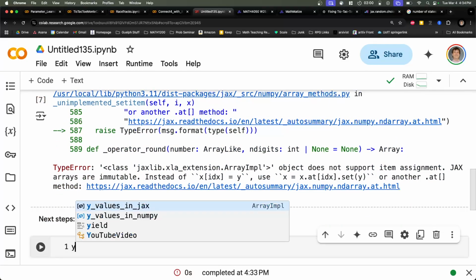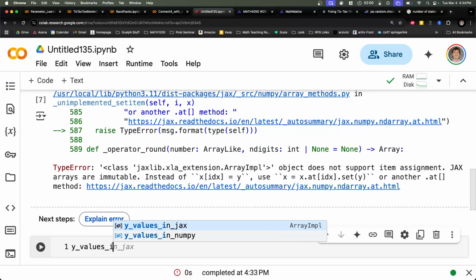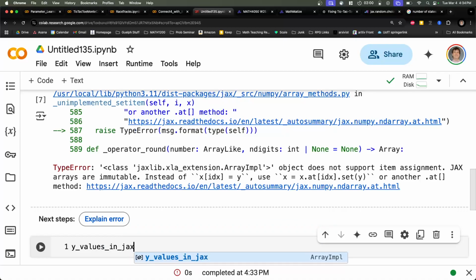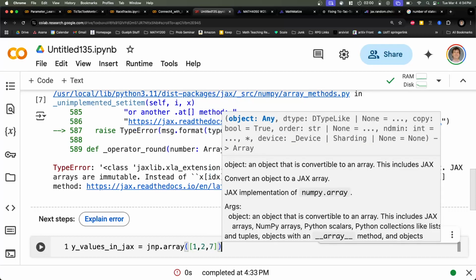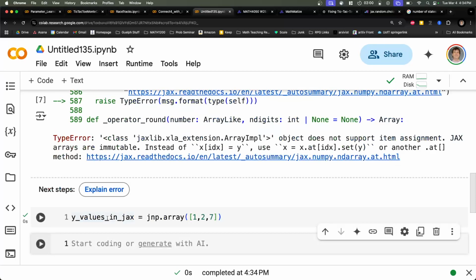You would say y values in JAX, and you would say equals jnp.array of 1, 2, 7. So you sort of have to give it the entire array again, and then that's fine. Now I've effectively set it to 7.